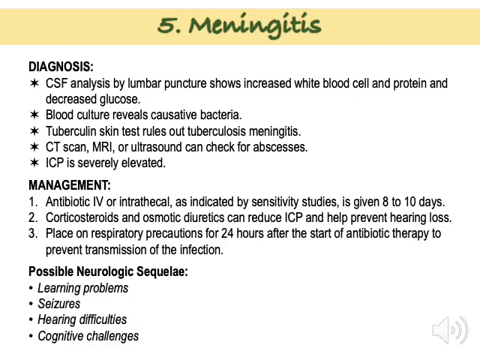Diagnosis: one is through CSF analysis by lumbar puncture. Its results show increased WBC and protein and decreased glucose. Blood culture can also reveal the causative bacteria. A tuberculin skin test can also rule out TB meningitis. A CT scan, MRI, or ultrasound can check if there is already an abscess and if the ICP is severely elevated.